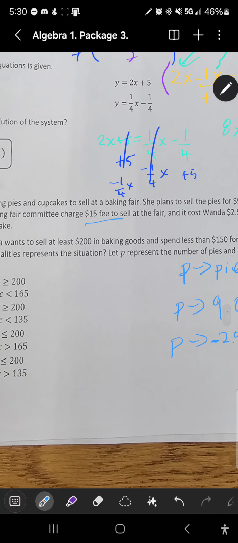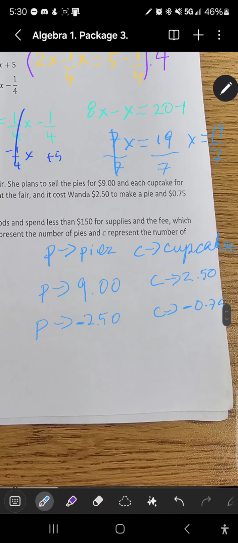Oh, wait, very important, we're paying a fee. So we're paying a fee of $15, which, if we are paying, it means that we are losing the money. So all of this minus 15, because we are losing this $15, we are paying those $15 to have the ability to sell. So it's minus 15, sadly.